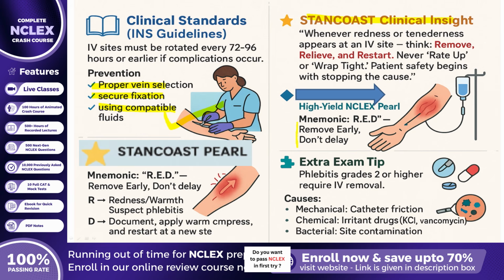Phlebitis is graded from 0 to 4 in severity. A grade of 2 or higher always requires immediate discontinuation of the line. It can be mechanical, caused by catheter movement, chemical, from irritant solutions such as potassium chloride or vancomycin, or bacterial, from microbial contamination. Recognizing these distinctions and acting promptly ensures patient safety and demonstrates high-level critical thinking, exactly the kind of judgment expected on the NCLEX.